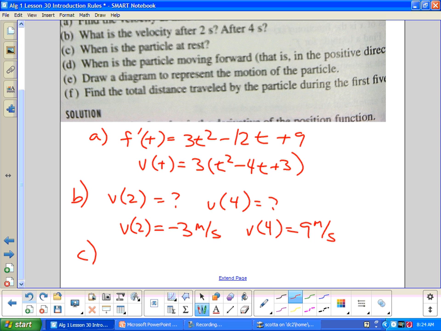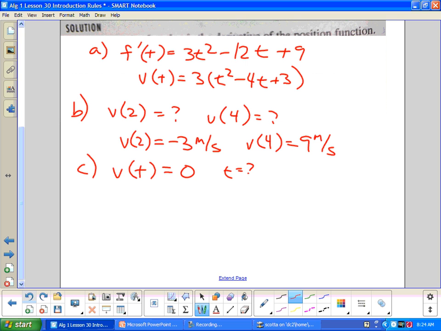What's at rest mean? The velocity is 0. So they want to know when v of t equals 0. So that's what it's asking. So I'm going to take my v of t up here, and I'm going to now factor it. Does everybody agree it's t minus 3, t minus 1? So what are the 2 times? T equals 1 and 3.